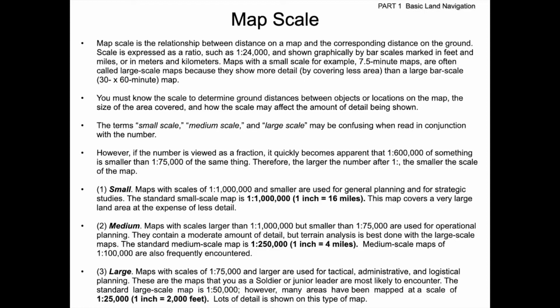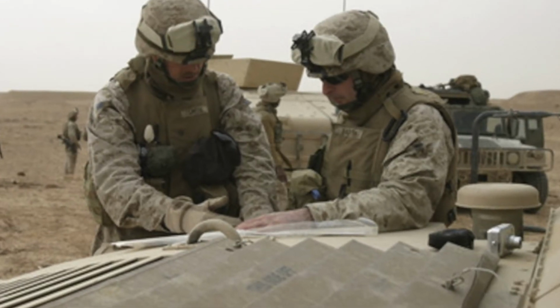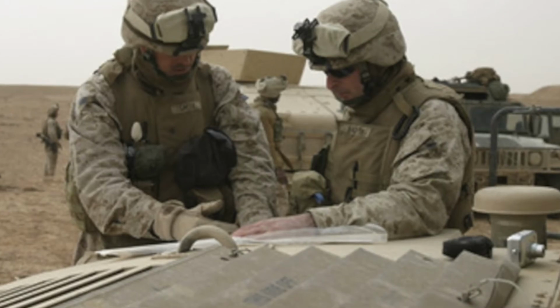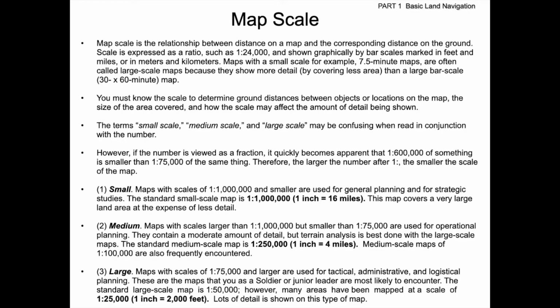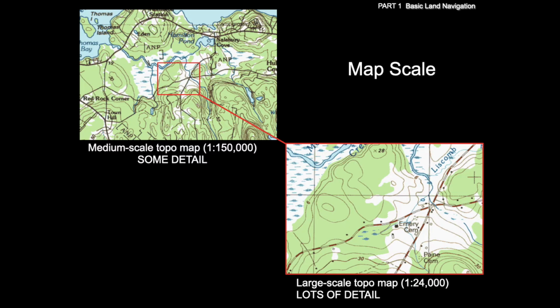Large map scales are 1 over 75,000 or larger. These are used for tactical, administrative, or logistical planning, where you're actually driving around or trying to navigate by landmarks, stuff like that. So these are going to be probably the most useful for things like hunting and just general land navigation on foot. Alright, so here's the pictures that are going to bring all that together.